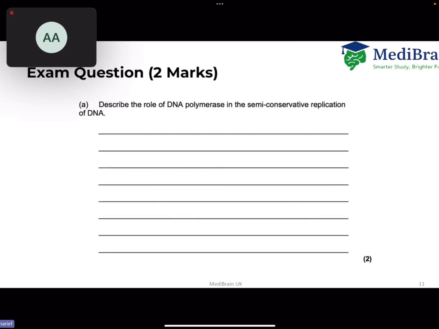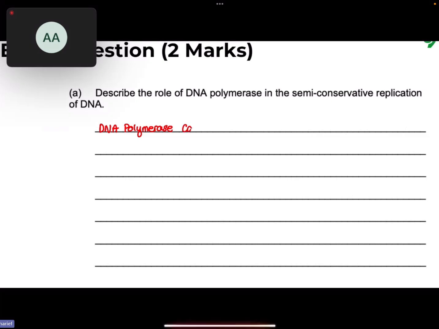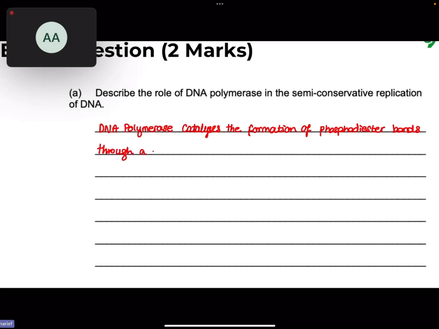Okay, so how I would answer this: DNA polymerase catalyzes the formation of phosphodiester bonds through a series of condensation reactions. Okay, that's how I would answer this question.